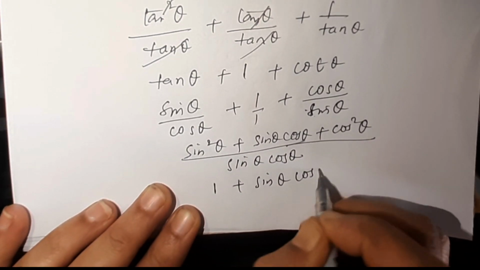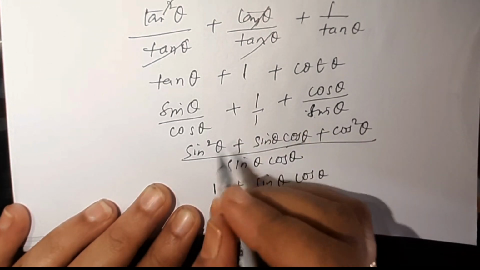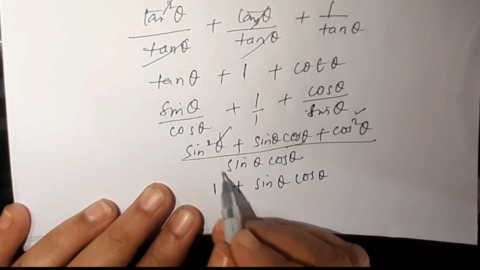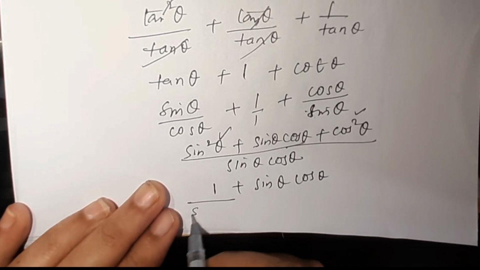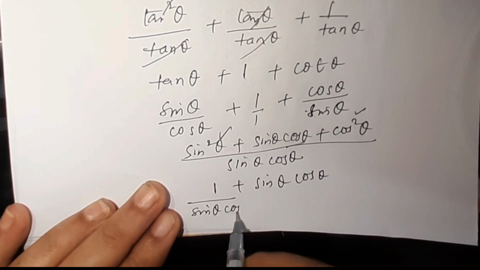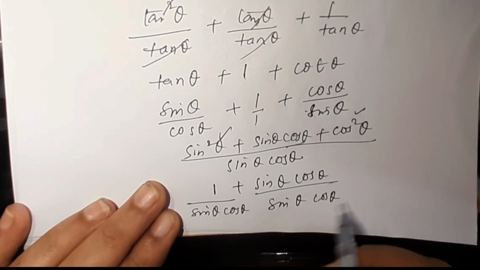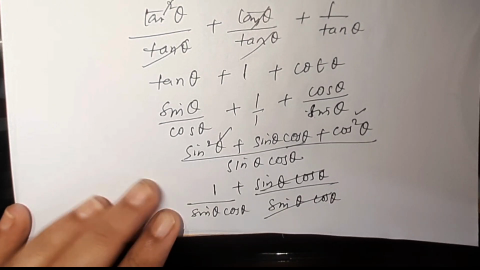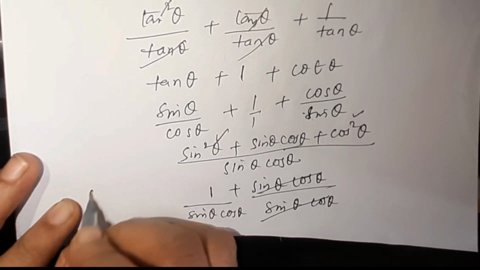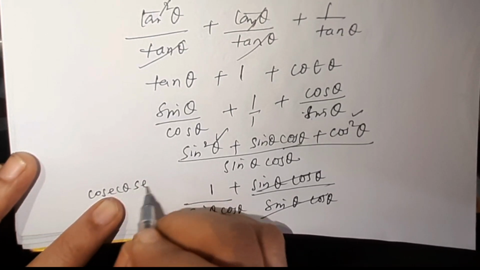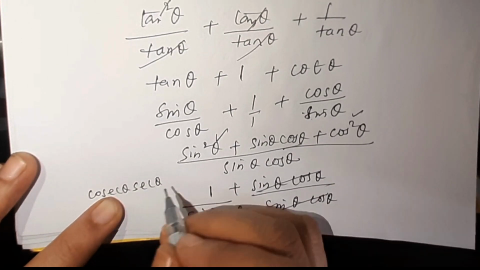Then sin theta cos theta as it is. For these two, we replaced it by 1. Now as again the single unit is there, so we are separating it: 1 upon sin theta cos theta and sin theta upon sin theta cos theta. So these are same terms, so they get cancelled. 1 upon sin is cosec, 1 upon cos is sec, and here nothing is left, so it's 1.